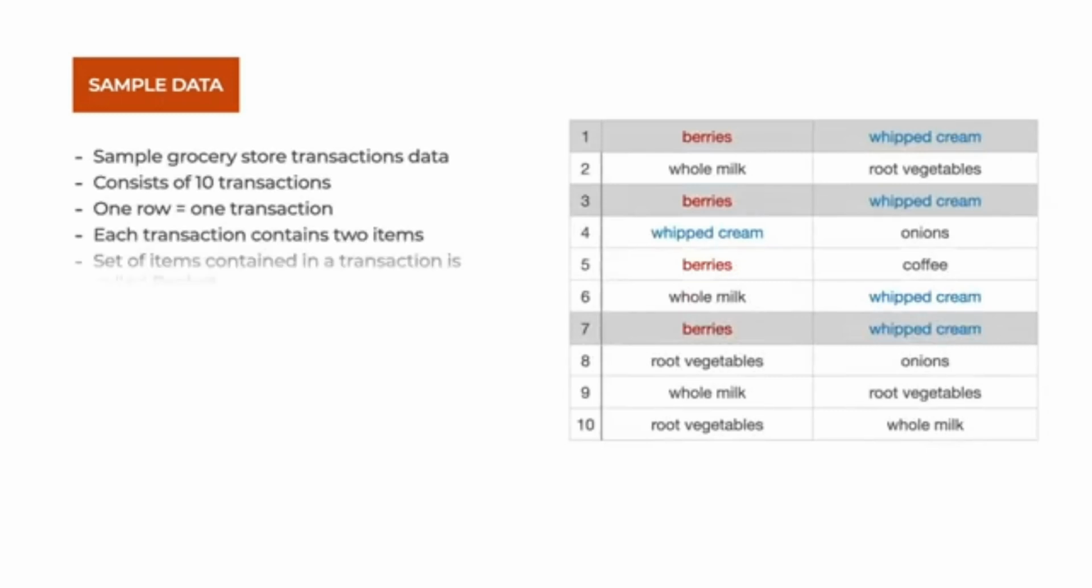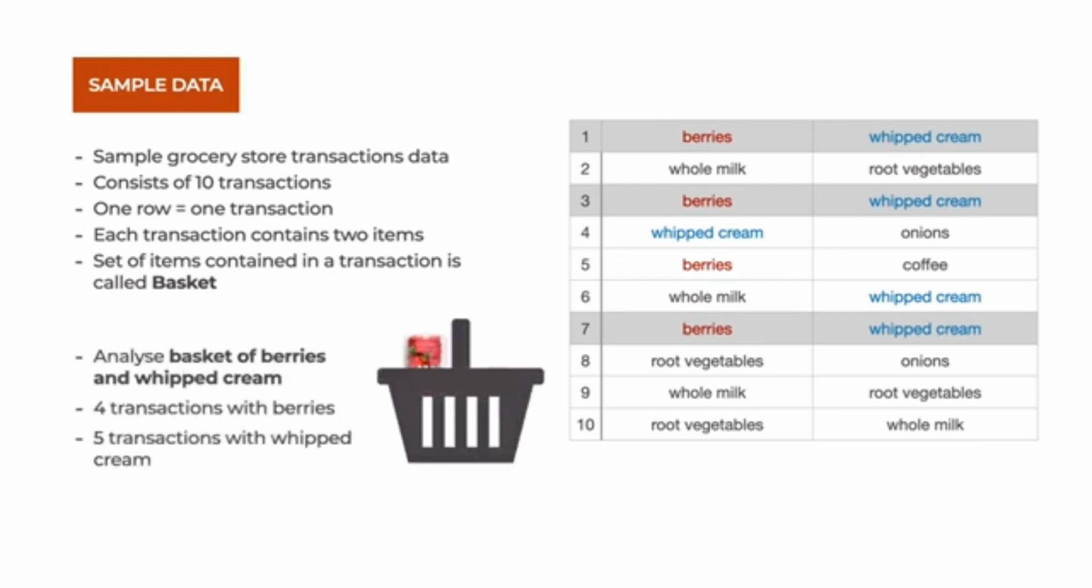Each row represents one transaction and the two items purchased as part of that transaction. This set of items purchased in one transaction is called a basket. We will be using the basket containing berries and whipped cream for our analysis. Here I have highlighted berries in red and whipped cream in blue. There are 4 transactions containing berries and 5 transactions containing whipped cream. And there are 3 transactions containing both berries and whipped cream. These are the rows shaded in gray.